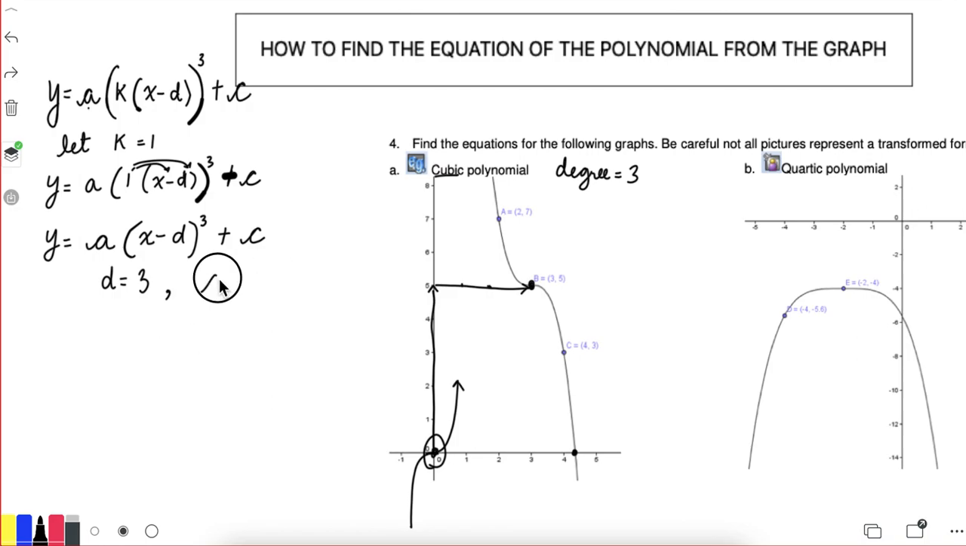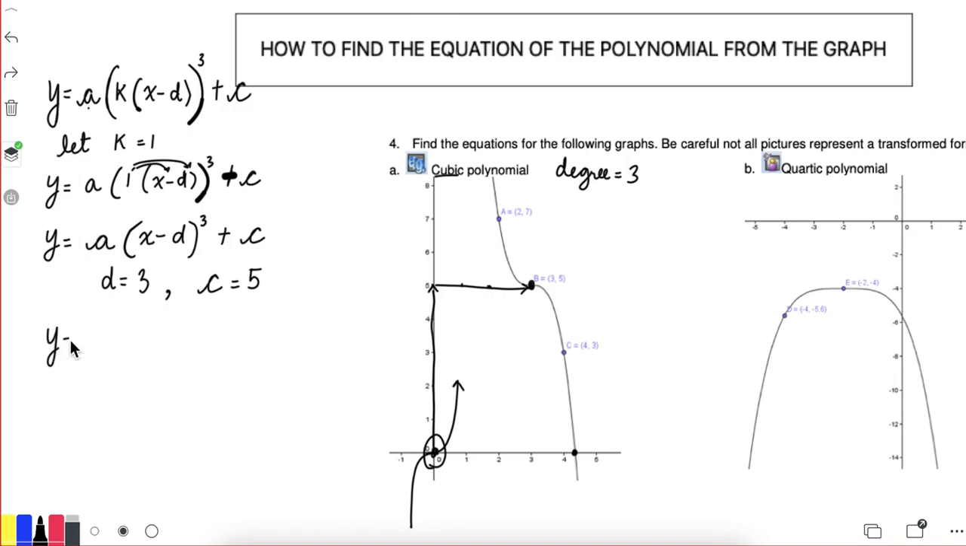Next up, the c. c means the vertical translation, where we shift the graph up or down. That's what c is. If c is positive, we shift it up; if it's negative, we shift it down. Here we shifted the point 5 units up, so that will be positive 5, because we are moving it up. So we know d and c, we know the translations here.